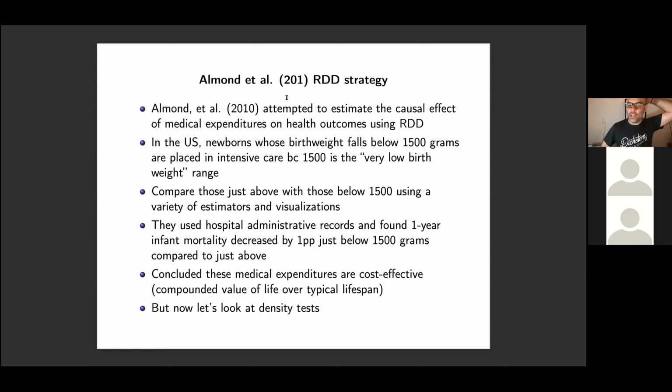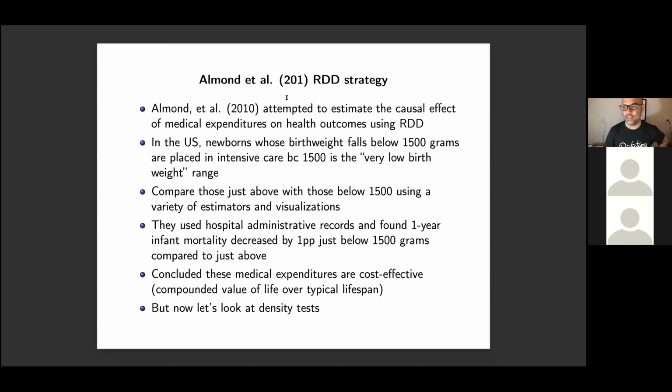They found that one-year infant mortality decreased by 1 percentage point just below 1,500 grams compared to just above. They conclude that these medical expenditures are cost-effective, given the compounded value of life over a typical lifespan, because the increase in survival just below 1,500 grams is about 1 percentage point. When you multiply that over an entire lifetime, the value of that life is far, far higher than the cost of the medical expenditures.